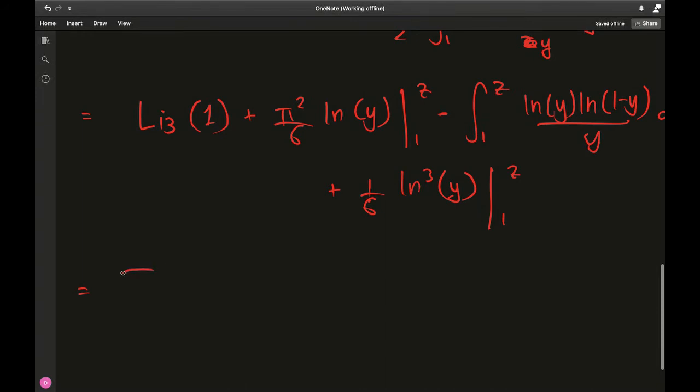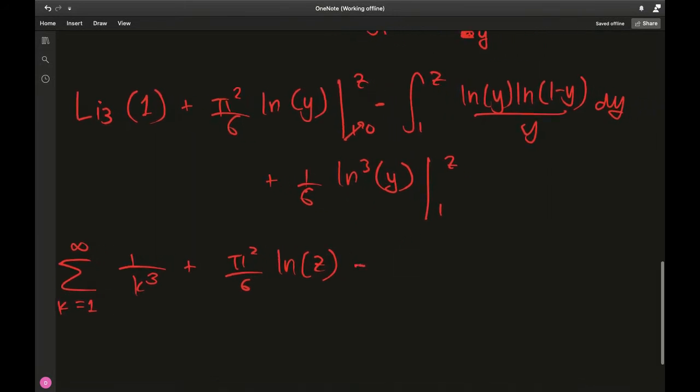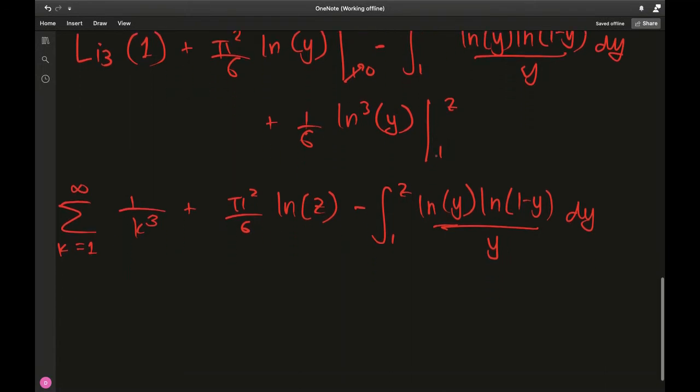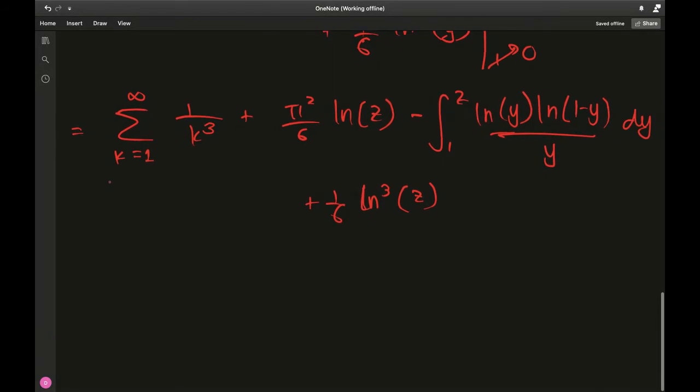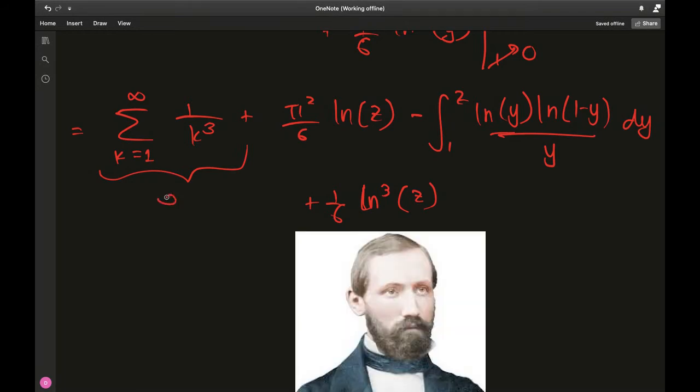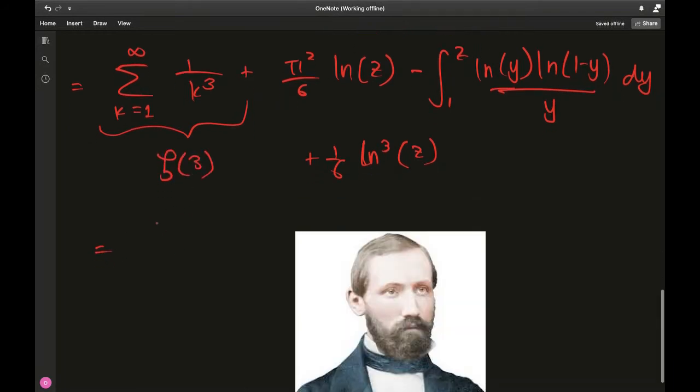Now the trilogarithm of 1 is actually the series sum from k equals 1 to infinity of 1 over k cubed plus, well, natural log of 1 is 0, so ignore that. We have pi squared over 6 times natural log of z. Write this integral as it is for now. And the second term again, natural log of 1 is 0, will be 1 over 6 times natural log cubed of z. Now this is actually related to the Riemann zeta. It's actually a special particular value of the Riemann zeta function. It's the Riemann zeta of 3, which is also called Apéry's constant.